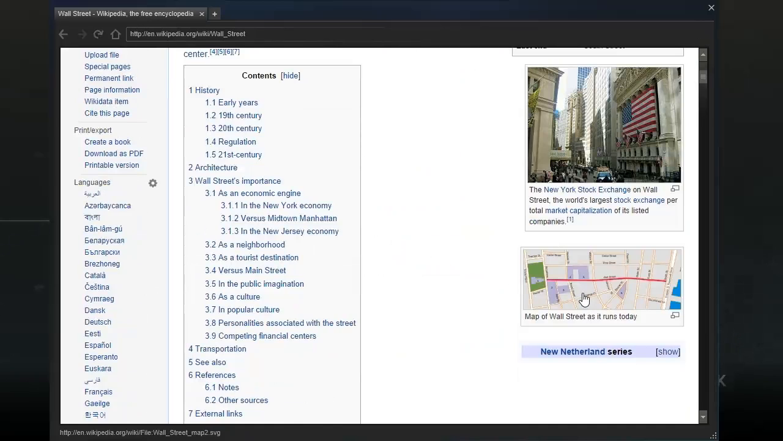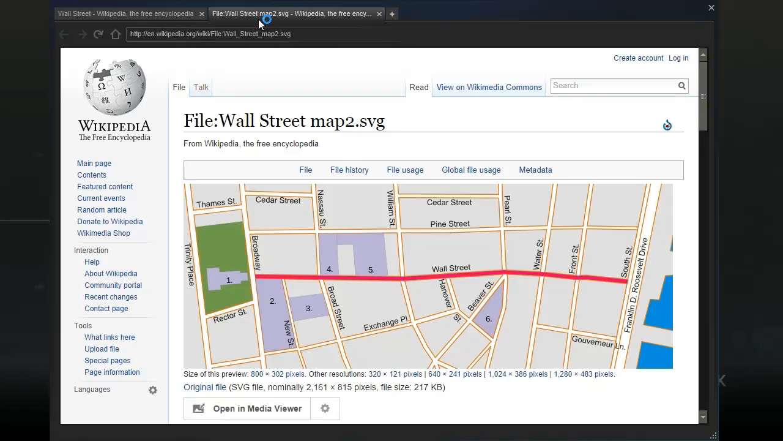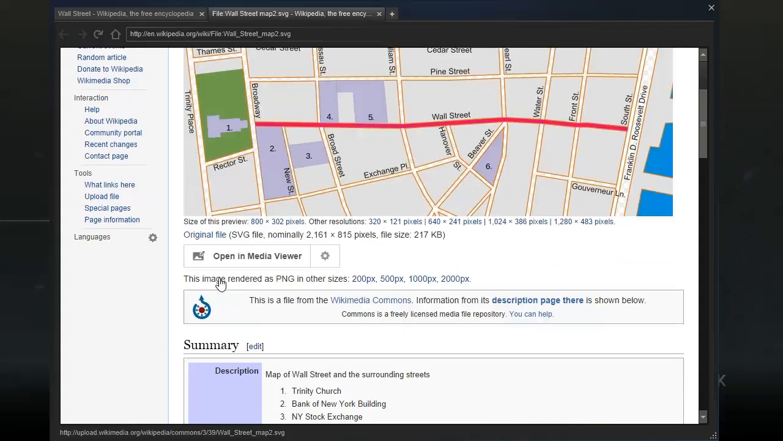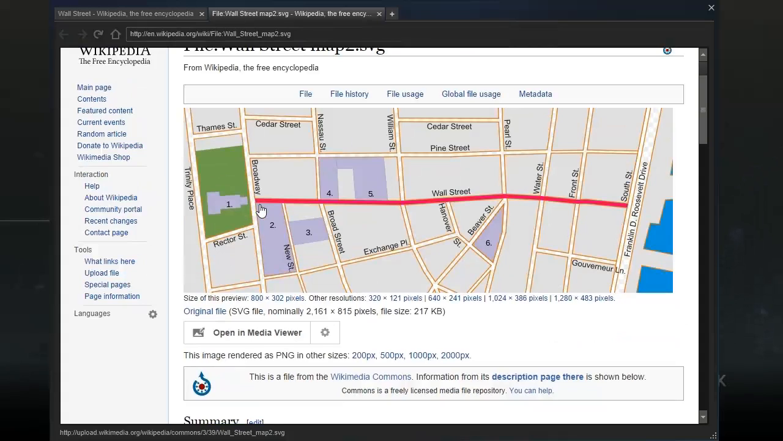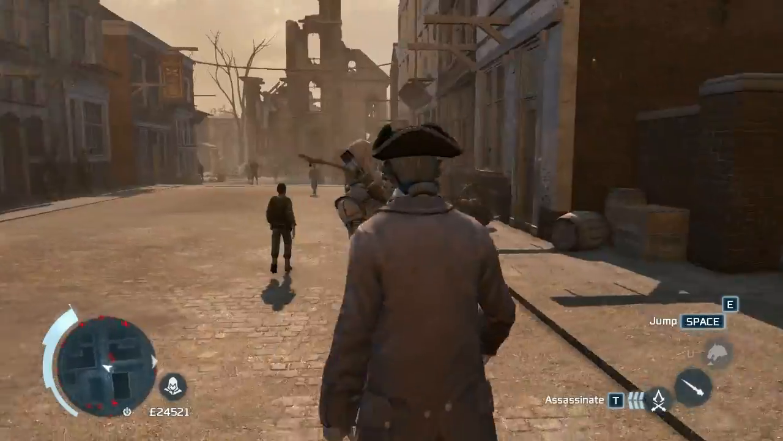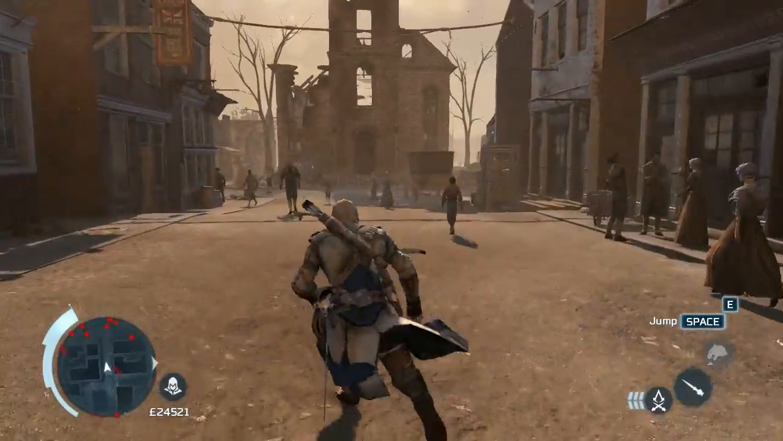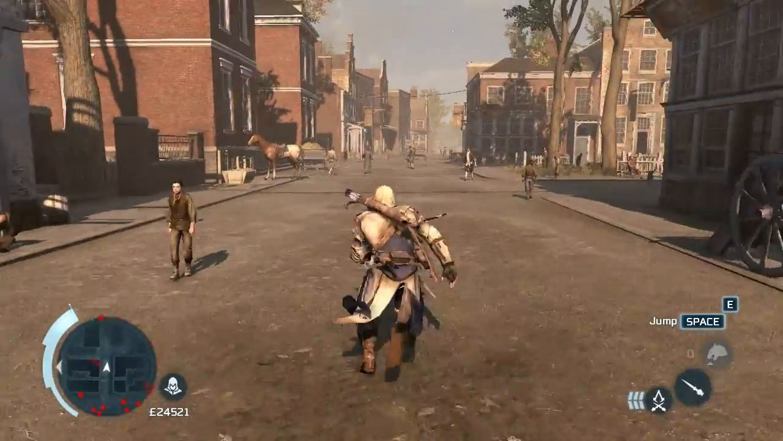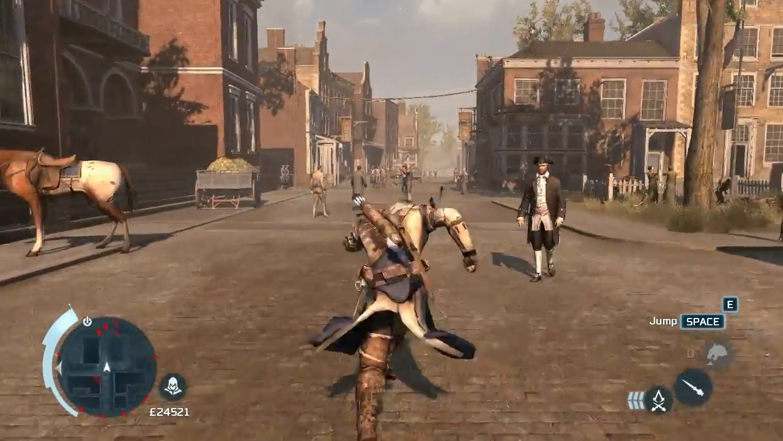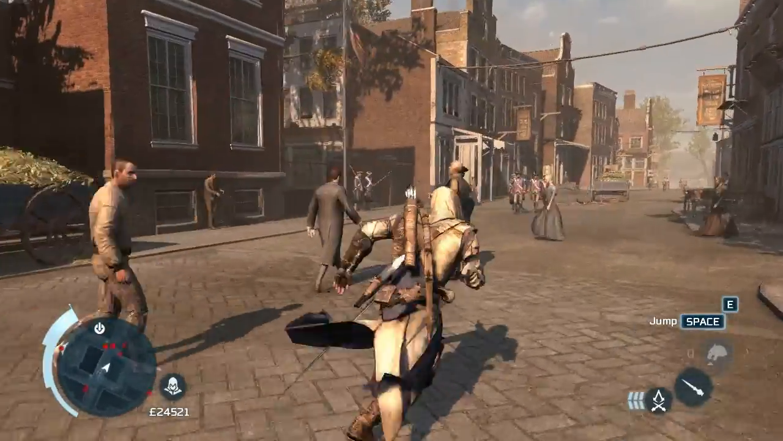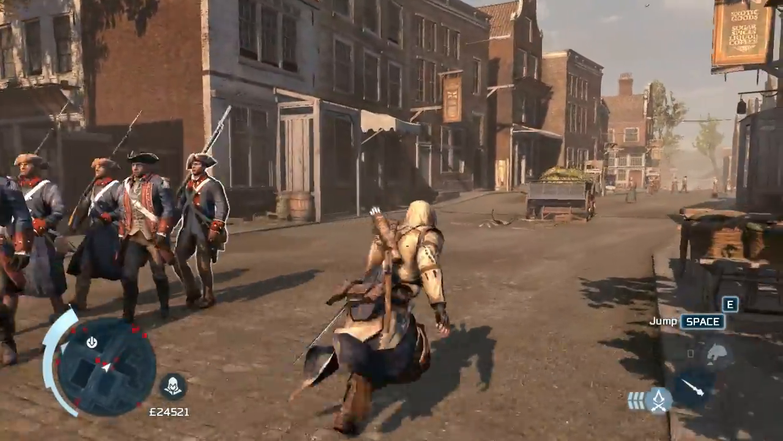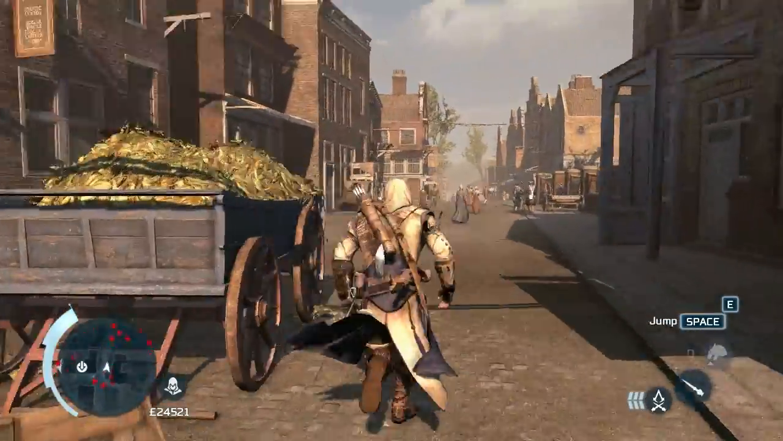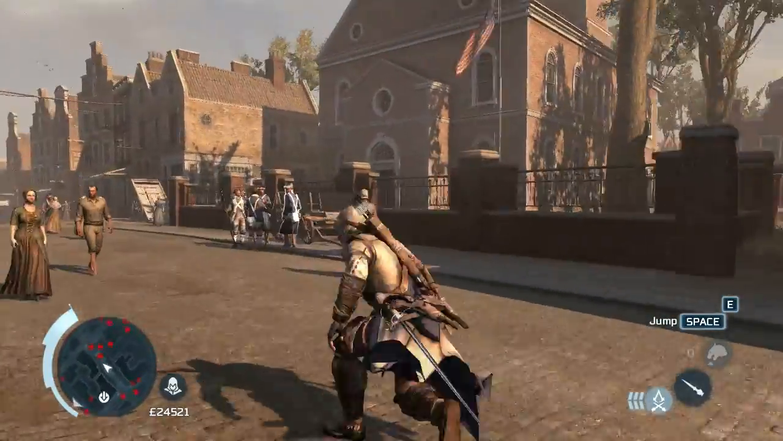Map of Wall Street, is that? Wall Street, Hanover, Trinity Place. One is Trinity Church. So it should be... Wait a minute. Trinity Church. So this is Wall Street. What we're standing on right now, this is Wall Street, because it's right opposite Trinity Church. Let me just run to the other end of this place.